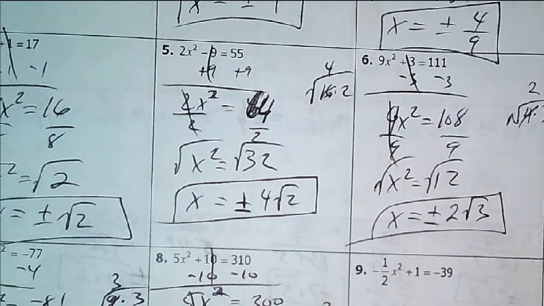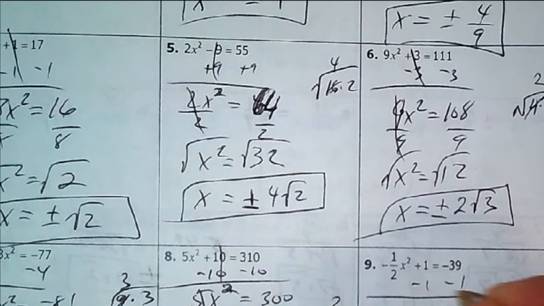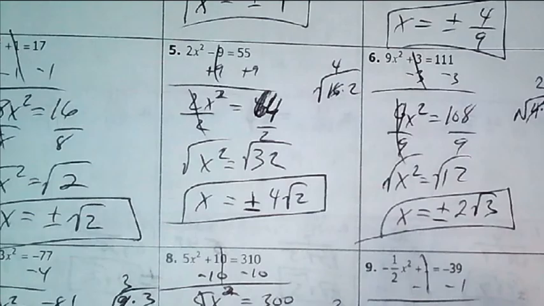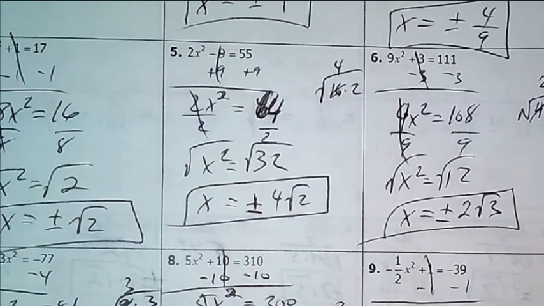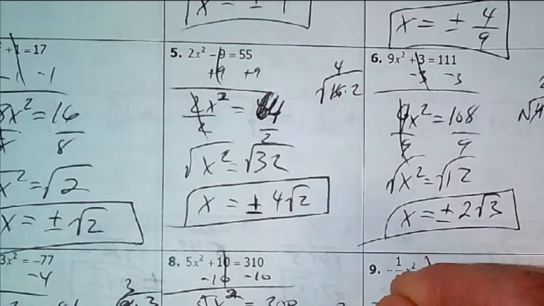Alright, number 9. We're going to subtract 1. Negative 1/2 x squared equals negative 40. Now, what's the fastest way to get rid of a fraction when I'm solving an equation? Multiply by the reciprocal. So, what is the reciprocal of negative 1 over 2? Negative 2 over 1. So I'm going to multiply by negative 2 on both sides.